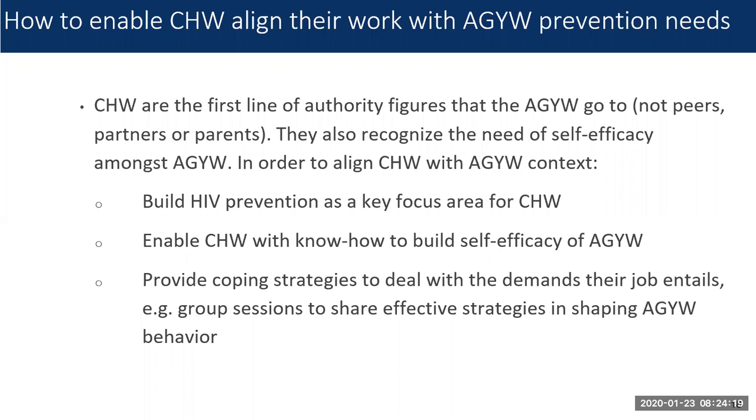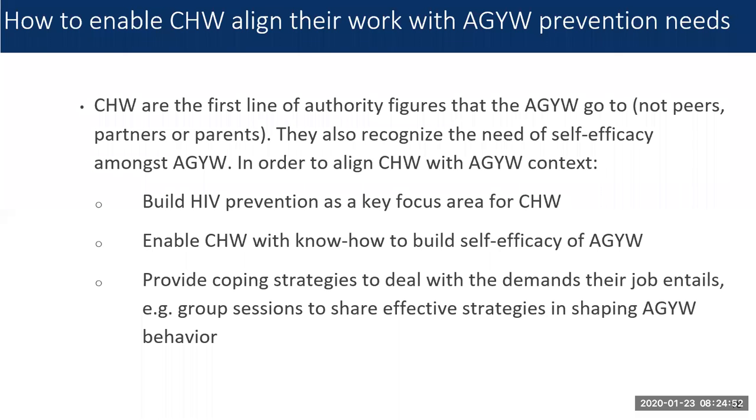Just to remember, I am going to jump through the slides. Community healthcare workers are the first authority figures that adolescent girls go to, who are not peers, partners or parents, to get information. They're vitally important. It's vitally important that we support them and give them the right tools, and that we reward their work in prevention, which is currently not the case. So really build prevention as a key focus area, give them the right tools, and support the community healthcare workers to be able to support the adolescent girls and young women.